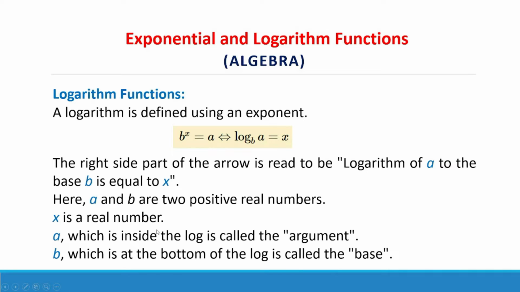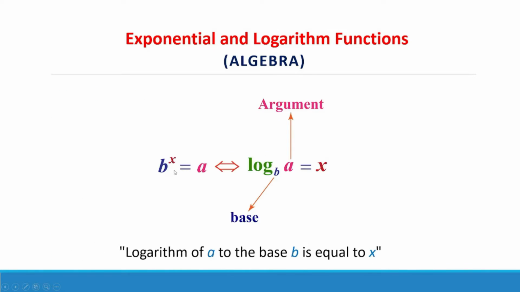x is a real number. a, which is inside the log, is called the argument, and b, which is at the bottom of the log, is called the base. So b exponent x is equal to a, which in terms of log is log of a with base b, and it is equal to x. And this is a, the argument, and b, the base, or logarithm of a to the base b is equal to x.